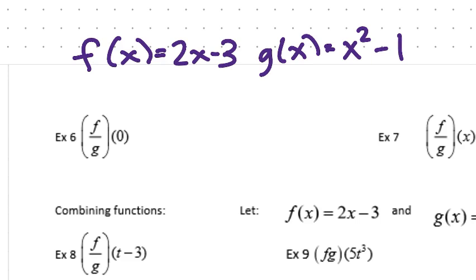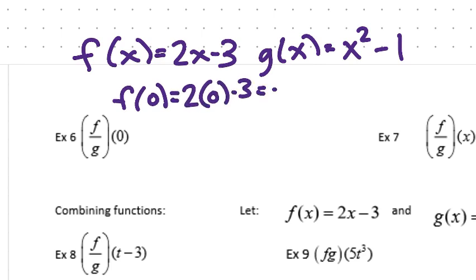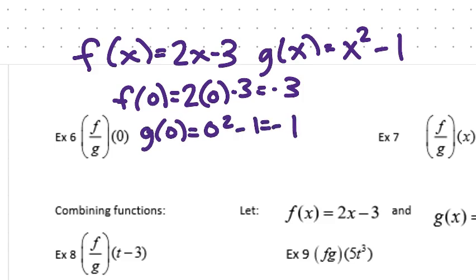I'm going to go ahead and find out what f of 0 is. So that means 2 times 0 minus 3, which is negative 3. And then we have g of 0 is 0 squared minus 1, which is negative 1. So this is going to be negative 3 over negative 1, which is just going to give us 3.